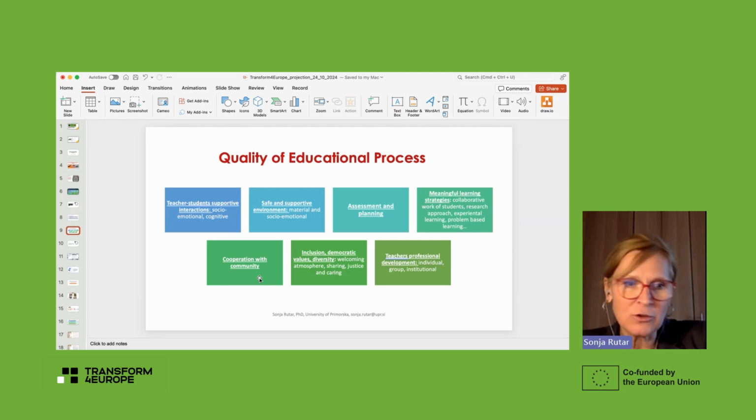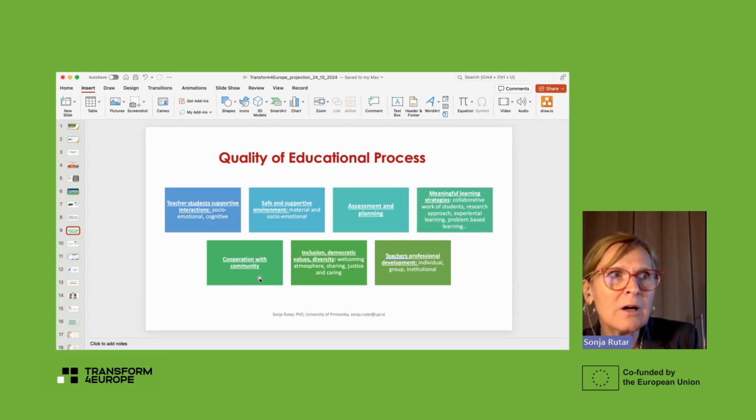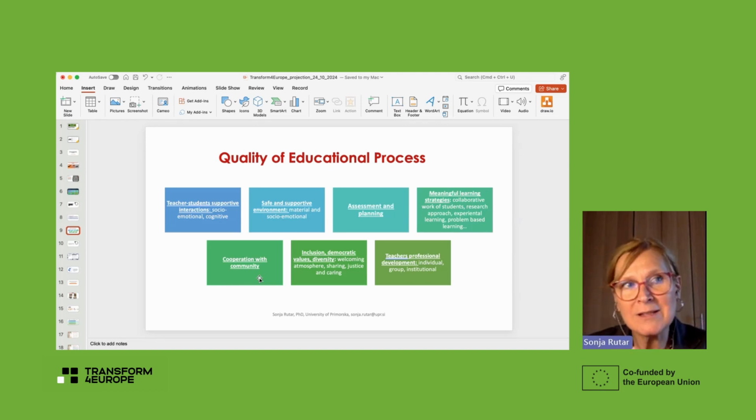I teach in pedagogical programs. That's why I see how they became really good students in a way when they see this theoretical knowledge as important to discuss and to implement in practice. Okay, and then inclusion, democratic values, diversity.